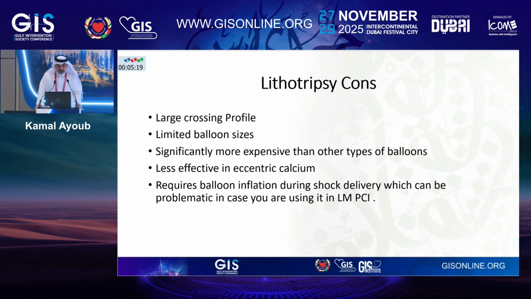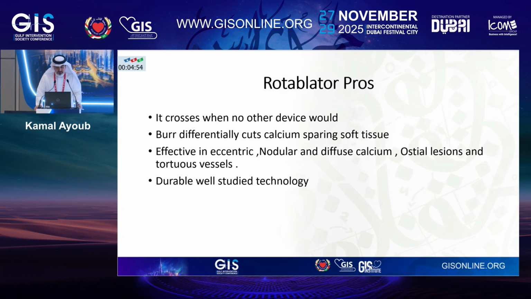So what are the cons of lithotripsy? It has a large crossing profile, limited balloon size, is significantly more expensive than our regular balloons, is less effective in eccentric calcium, and requires balloon inflation during shock, which can sometimes be troublesome, especially if you are doing left main or high-sensitivity bifurcation disease.